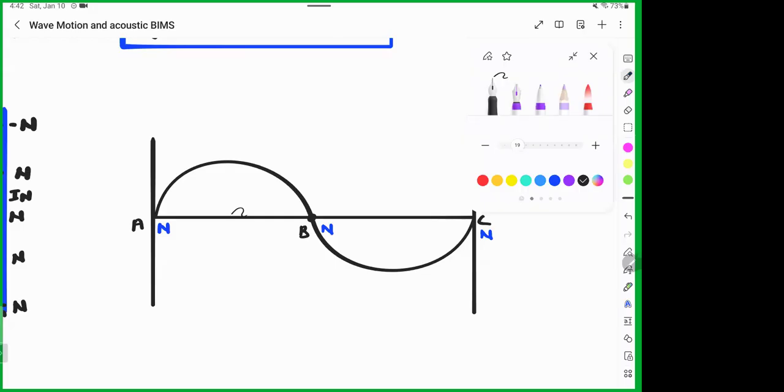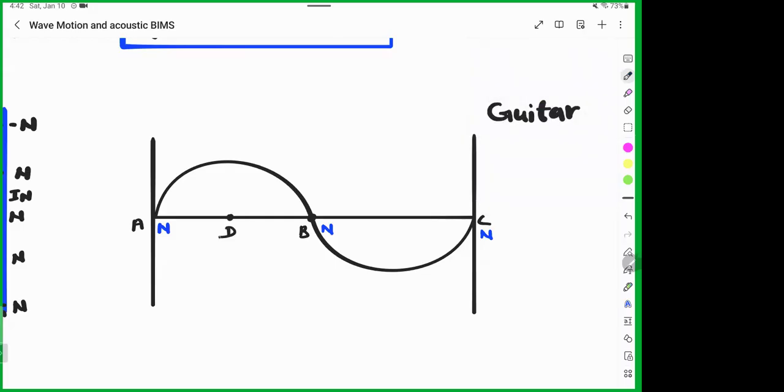Okay. If you take D point and E point, here you can see amplitude is maximum.